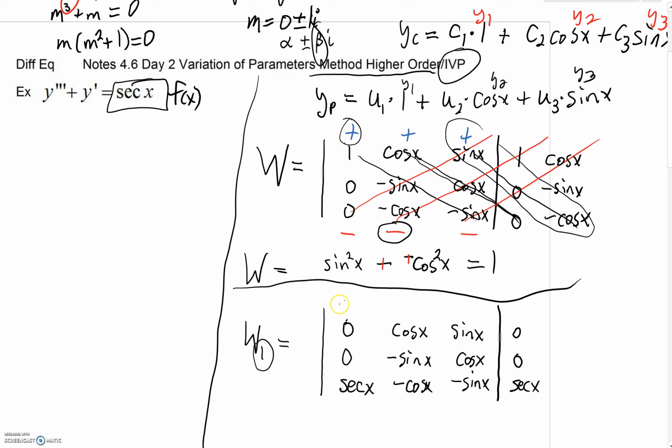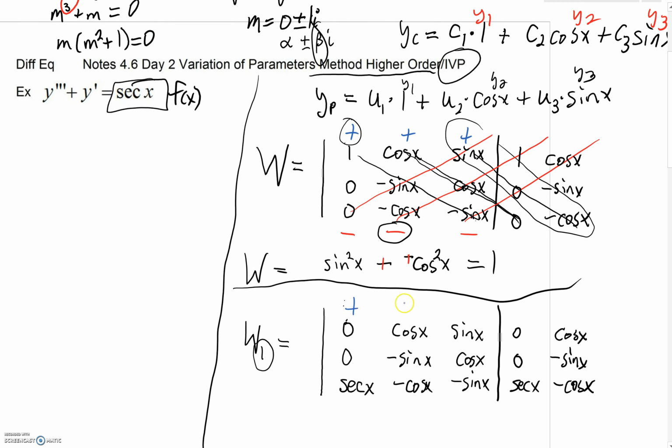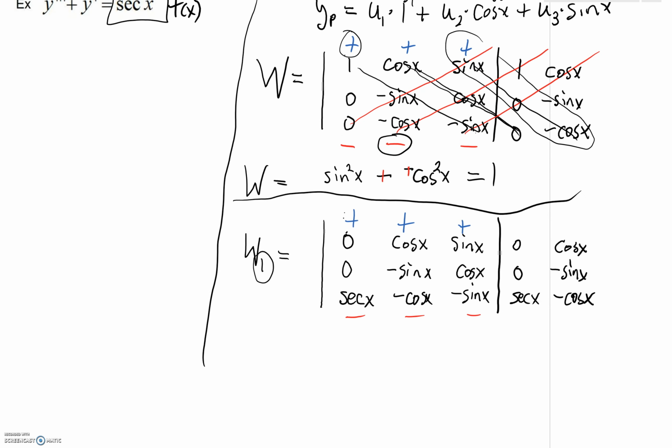Copy your first column. It's no longer 1, 0, 0. Now it's 0, 0, secant. Then copy your second column, which is a cosine of x, negative sine of x, negative cosine of x. And you know what? You just do that basket weaving method again. And you can see it's only going to take a little bit of time. And the more you work out these 3 by 3 determinants, honestly, you're going to find that it goes very fast. Especially when you have zeros here.